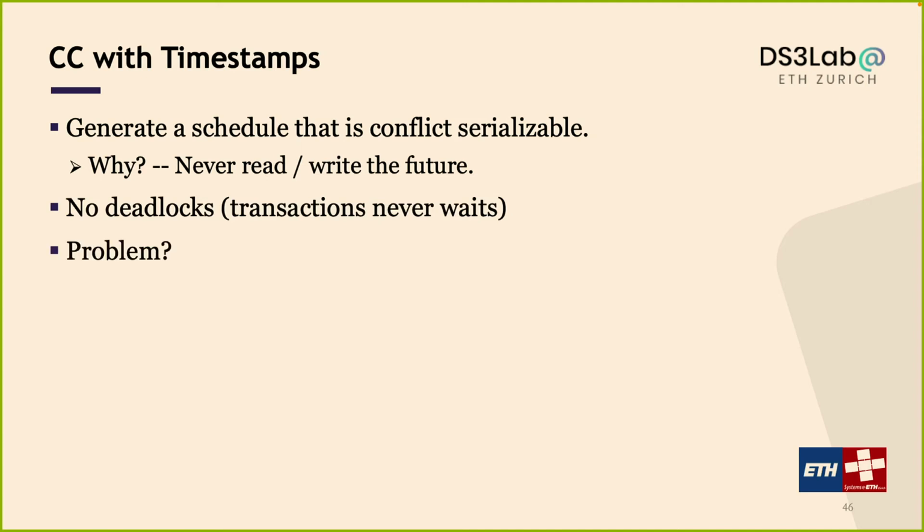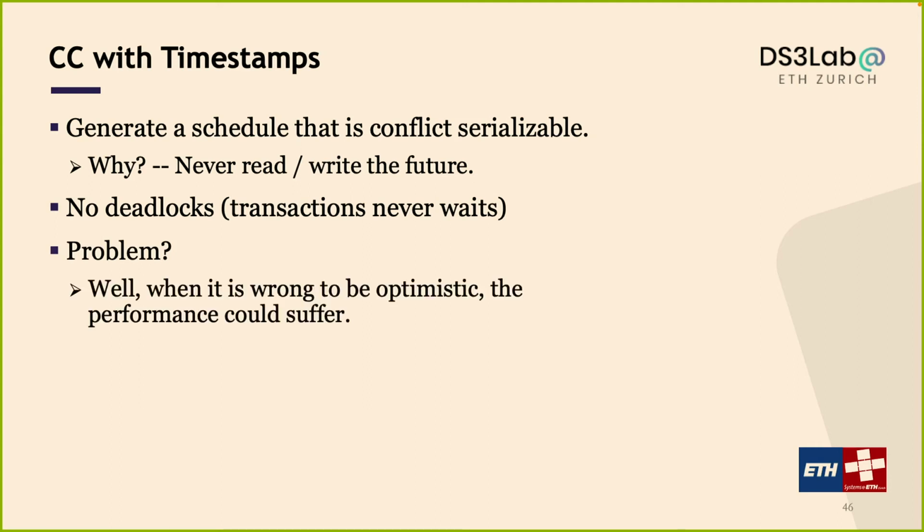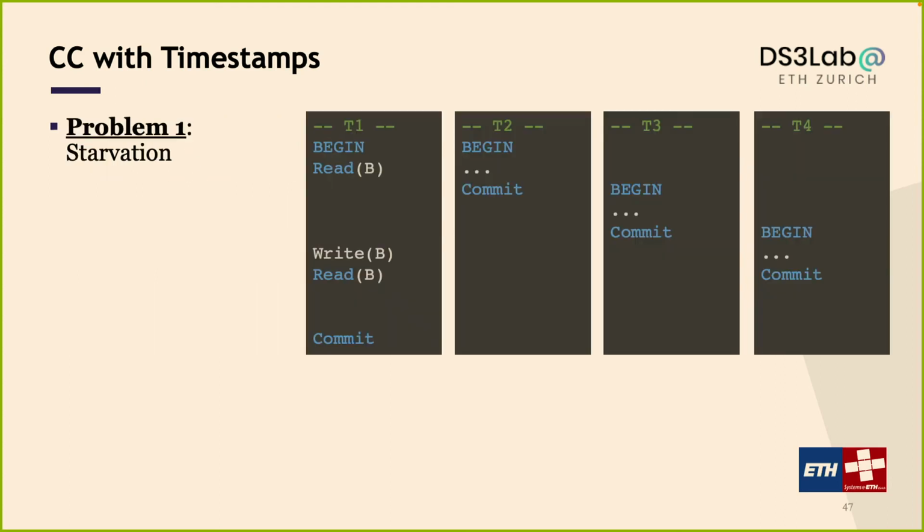But what's the problem of this? There are actually multiple problems. The first one is, if you are being optimistic when you shouldn't, this one could be very slow. If you live in a world where this non-serializable behavior happens all the time, and you use an optimistic concurrency control protocol, it's going to roll back all the time. No one can make any progress, right? So that could be a problem.